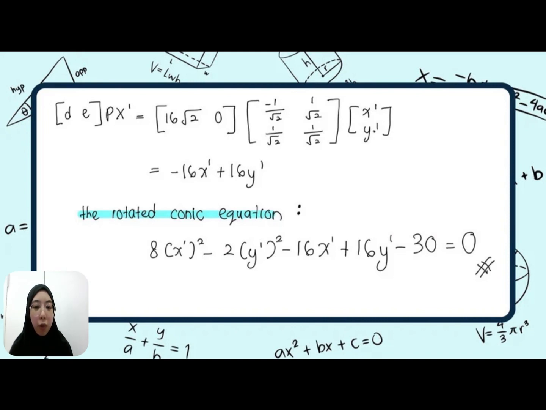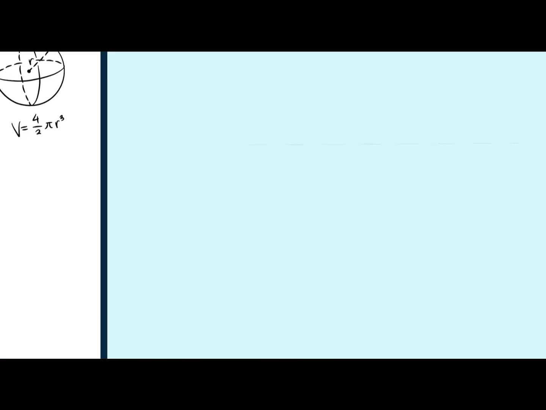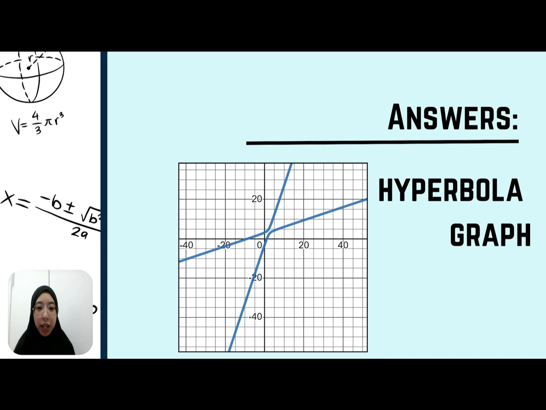Next, you need to find the matrix product of D, E, and P x prime, and you can substitute this formula from the equation, and lastly you will get negative 16x prime plus 16y prime. We can combine this equation based on the rotated conic equation, and lastly you will get it like this. From the equation, we can see that it turns into a hyperbola graph.